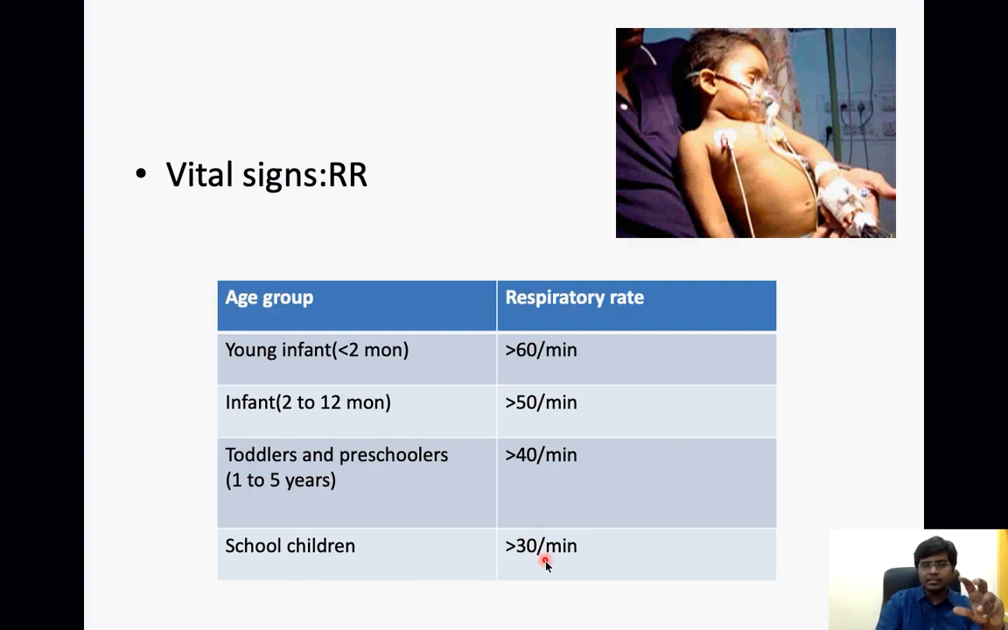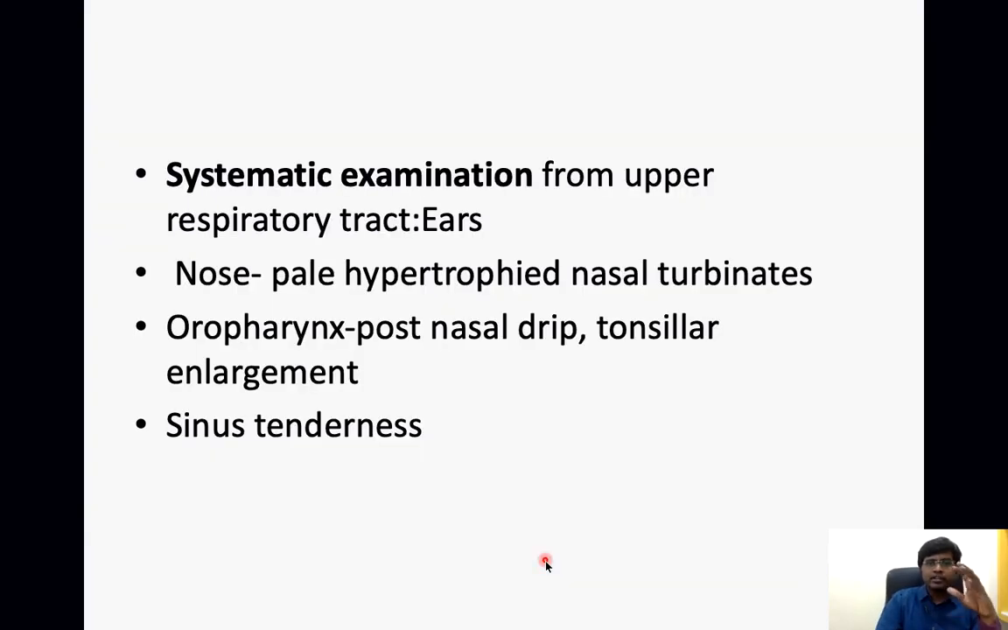So whenever the respiratory rate goes beyond these cutoffs, you can tell the mother that the child is very sick and requires hospitalization and further evaluation. Whenever you are examining a child's respiratory system, you start from the upper respiratory tract and go to the lower respiratory tract. You start from the ears, nose, oral cavity, tonsils, pharynx, then look for any retractions, and then you come to auscultation and other things.